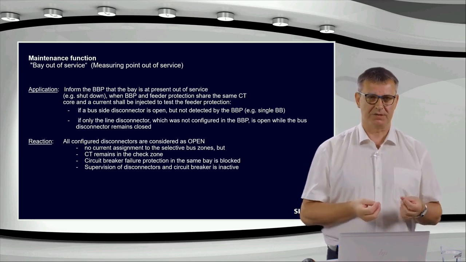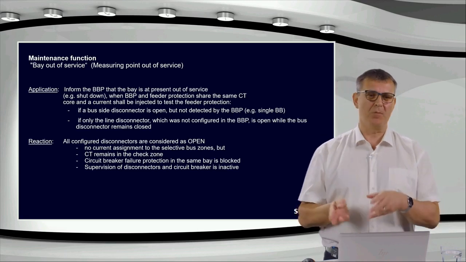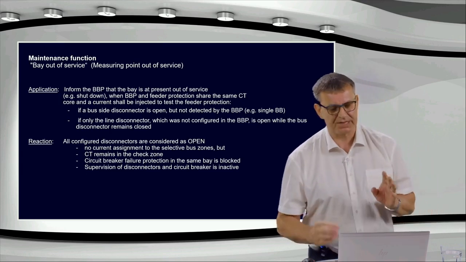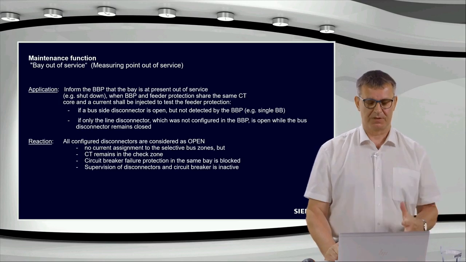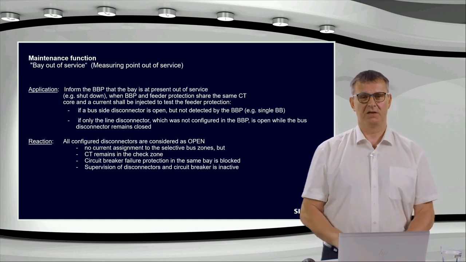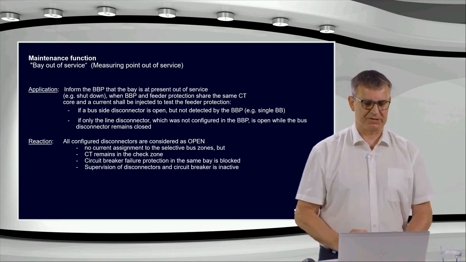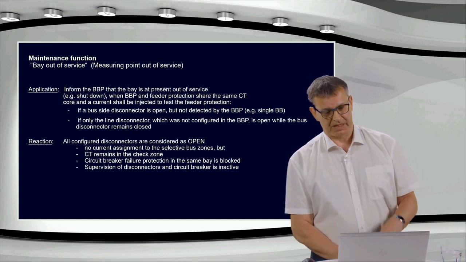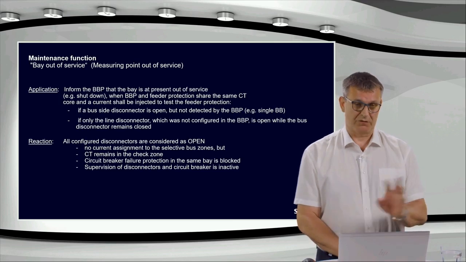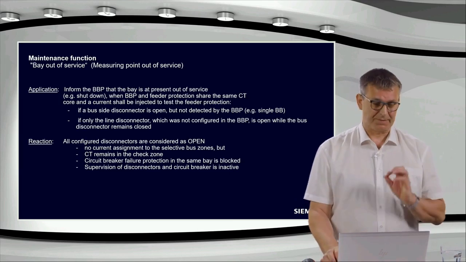This is a security mechanism to avoid a wrong tripping in case you bring the wrong bay out of service by fault and you inject, and then you would nevertheless have the risk of a busbar trip. Therefore, to be very safe, to have double security every time, one fault should not lead to a wrong tripping of a busbar protection, and therefore the CT remains in the check zone. Additionally, the circuit breaker failure protection in the same bay will be blocked. And of course, the supervision of all disconnectors and the circuit breaker is also inactive. That's a bay out of service.